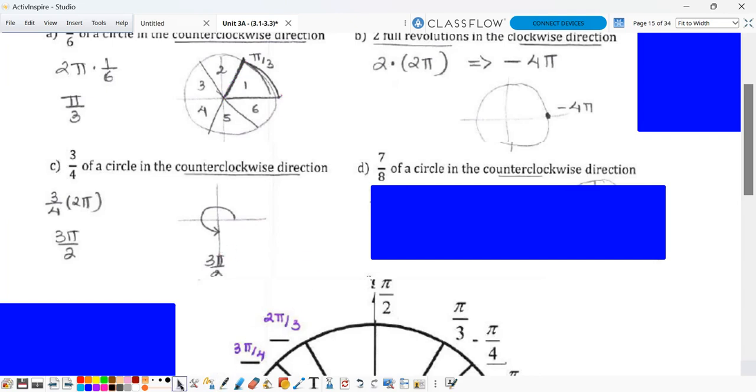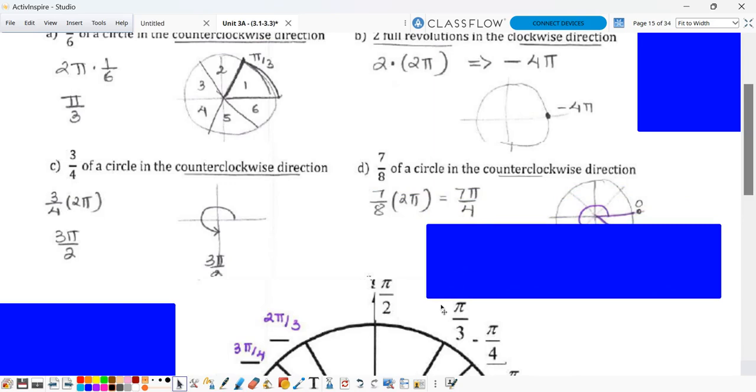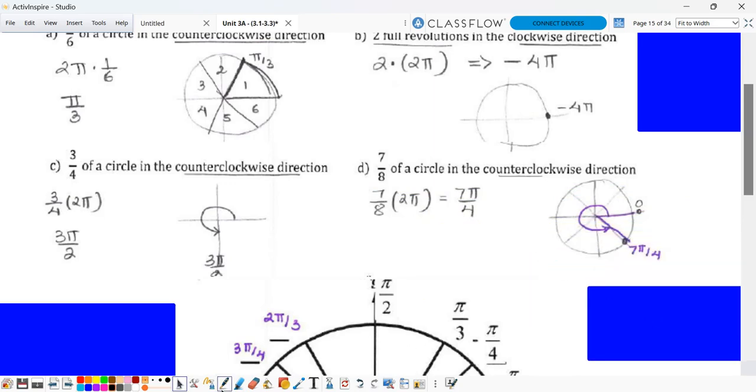Okay, one more: 7/8 of a circle counterclockwise. 7/8 times 2 pi is 7 pi over 4, which means you start from 0 and you end here. 7 pi over 4 is very similar to negative pi over 4. They both are called coterminal angles. If you go clockwise or counterclockwise, you come to the same point. These two are called coterminal angles.